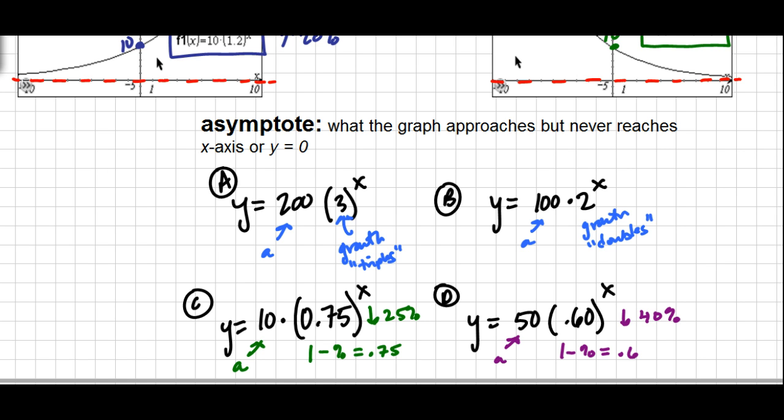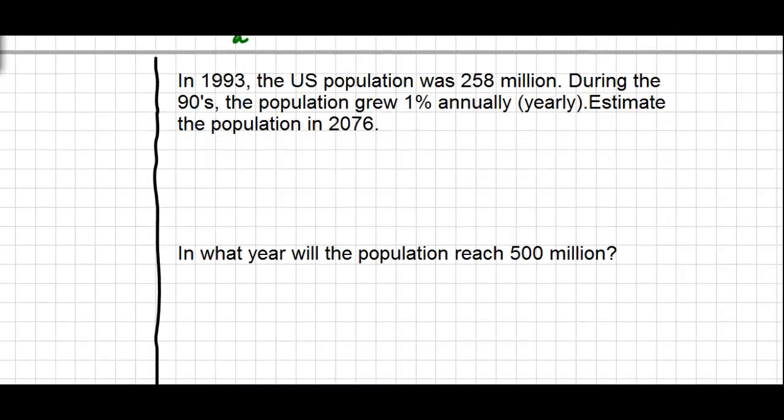So now let's try exponential growth and decay in a word problem situation. In 1993, the U.S. population was 258 million. During the 90s, the population grew 1% annually, or yearly. Estimate the population in 2076. It's a good idea to write down your formula here. Even though it doesn't say that it's exponential, you can usually assume that populations will be exponential unless they're indicated otherwise. So we know our formula is going to be y equals ab to the x.